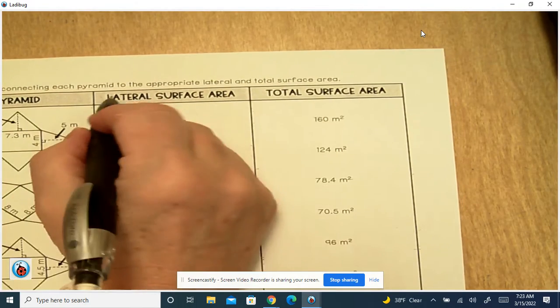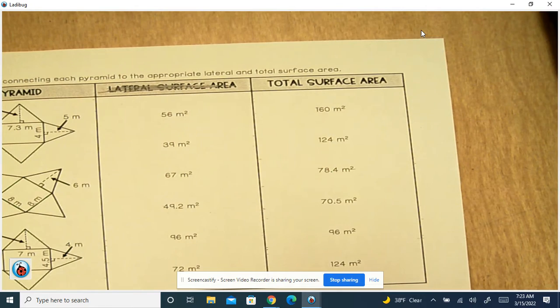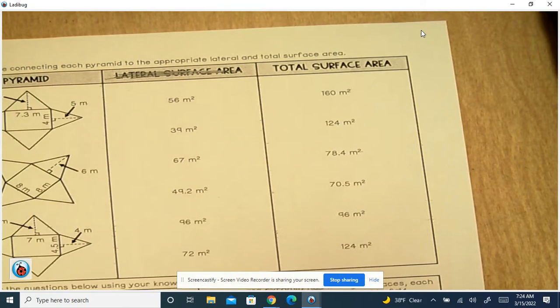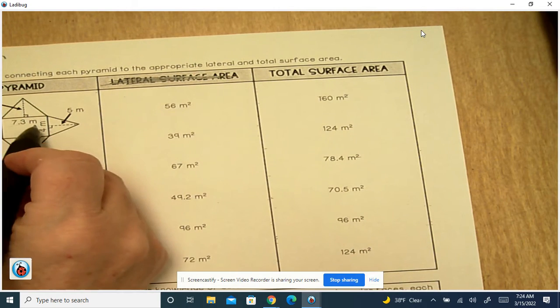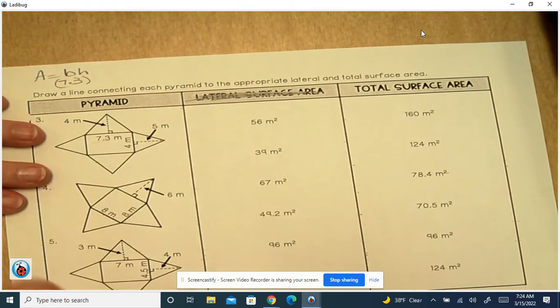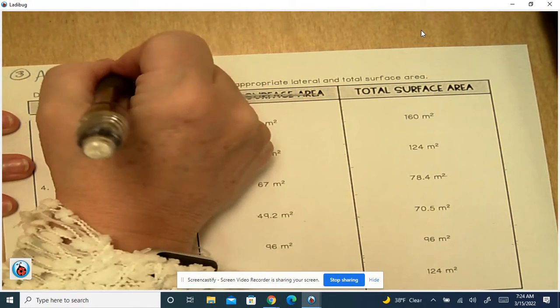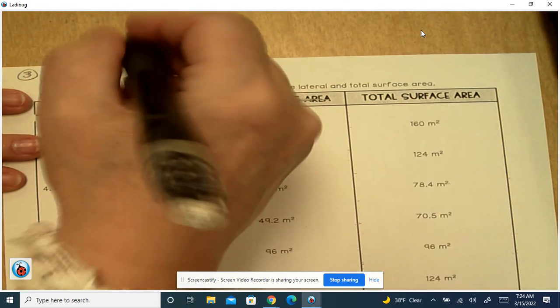All right. On the back side of your paper, remember we don't do lateral surface area, so we're going to cancel that out. So maybe on a scratch sheet of paper, you would do your math for these. The area equals the base times the height, and it's a rectangle. So that's going to be 7.3 times 4. This is number 3. And when we do that, 7.3 times 4 is 29.2.